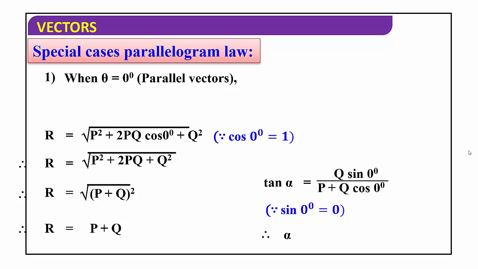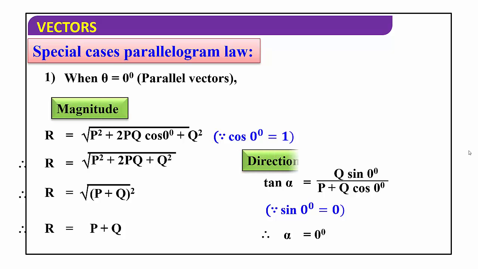When we take tan on the RHS, it becomes tan inverse. So alpha equal to tan inverse of Q into 0, which will be 0. 0 divided by anything will be 0. So alpha equal to 0 degree. Is it clear?